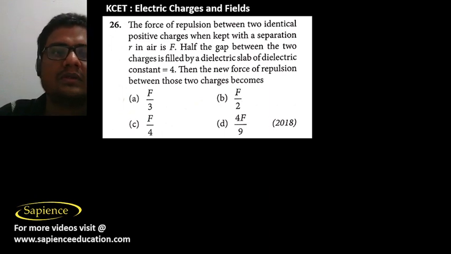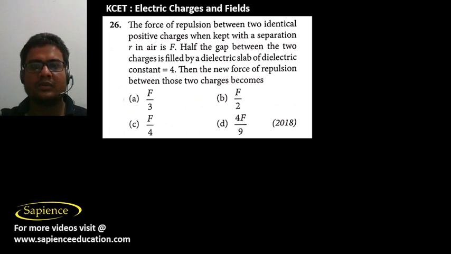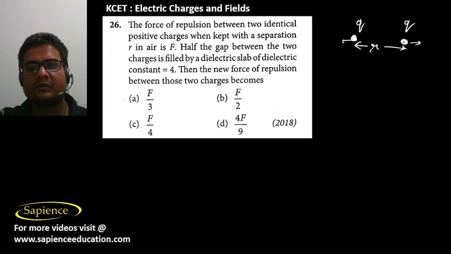Then here it is told the force of repulsion in between two identical positive charges. The force of repulsion between identical charges when kept with a separation r in air is equal to k q square by r square.